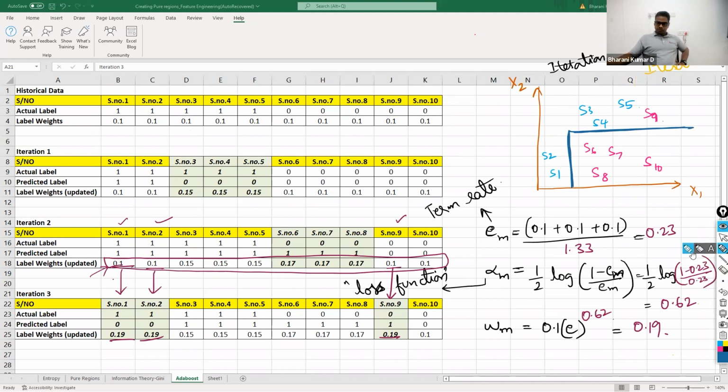Now look at the classifier. Okay, sorry, it will look like this.